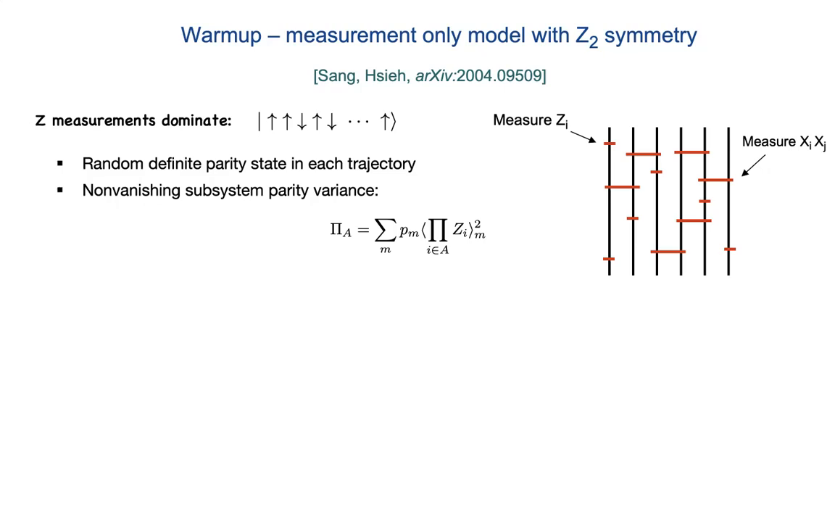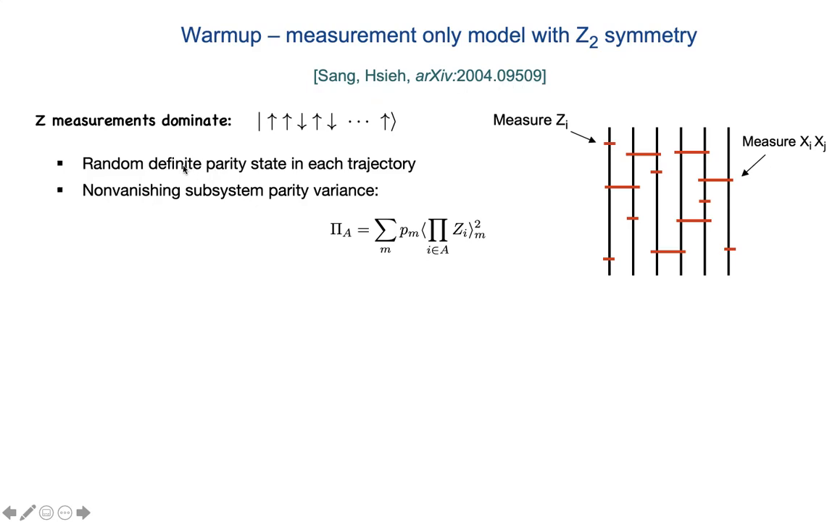So yeah, let's look at a circuit with only measurement. It's a very simple circuit. On every line you have an input state of qubits, and now you start to measure them. Either you measure just locally the Z, a Z measurement, or you make XX measurements. This was, by the way, discussed in this paper by Sang and Shi.